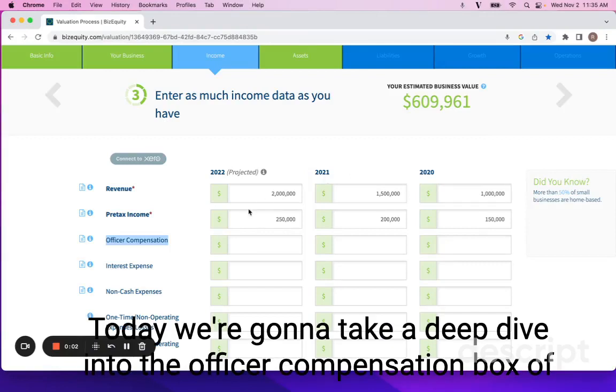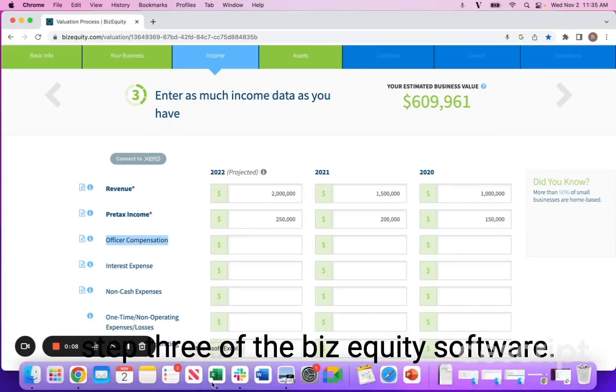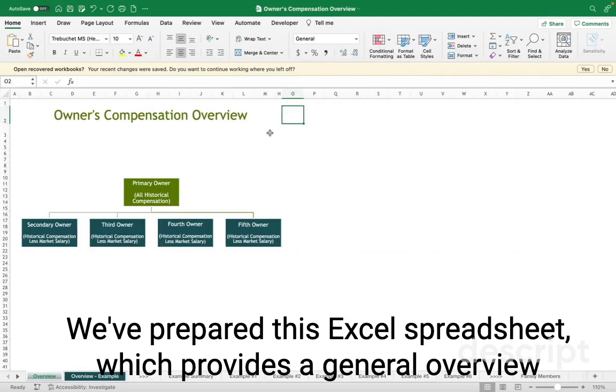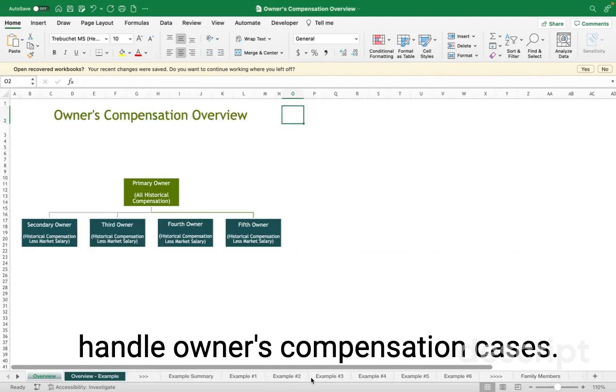Hey everyone, today we're going to take a deep dive into the officer compensation box of step 3 of the BizEquity software. We prepared this Excel spreadsheet, which provides a general overview as well as some specific examples that we can walk through that help handle owners' compensation cases.